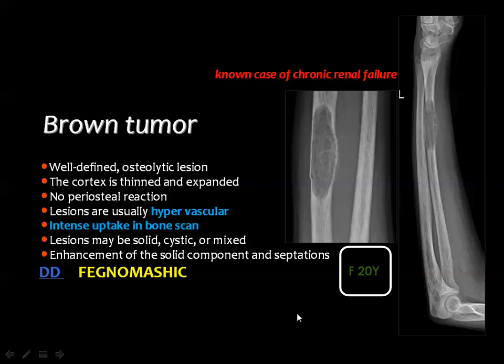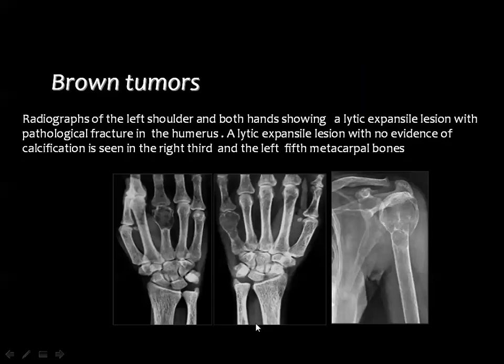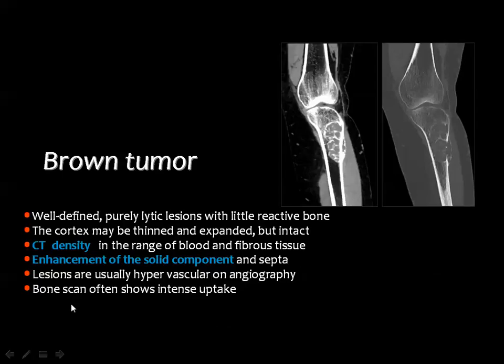One of them is the brown tumor of hyperparathyroidism. Then this lesion is well-defined, osteolytic. No periosteal reaction, it is usually hypervascular on angiography and shows increased uptake on bone scan. The diagnosis depends mainly on the clinical picture, and brown tumor may be multiple. You see one here in the right hand, and another one in the left hand, and the third one in the proximal part of the humerus.